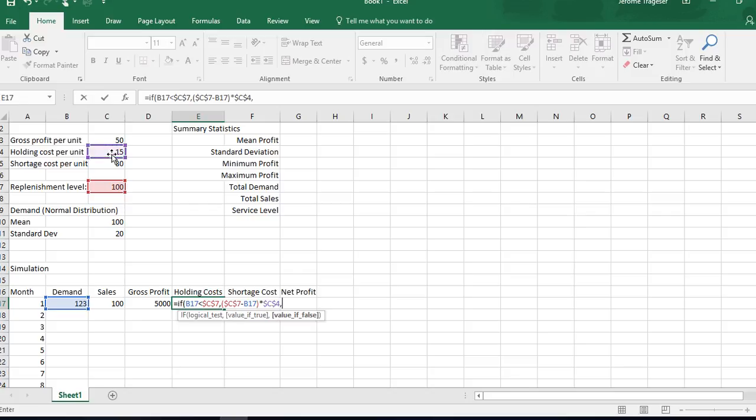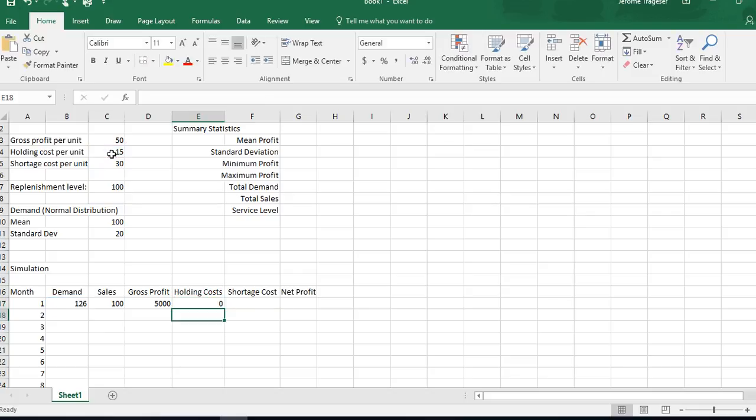If we're not holding any, then the value it takes on is 0. We have 0 holding costs. So here we can see our demand was 126. We sold 100 because that's all we have on hand. So we didn't carry any forward. We aren't holding any. But as you can imagine, we were short by 26, right? So we're going to incur a shortage cost.